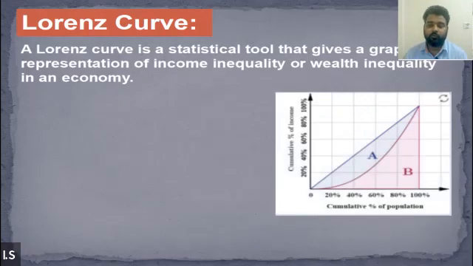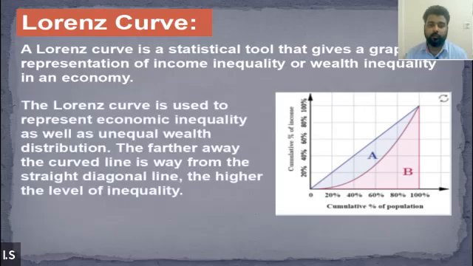So this is how the Lorenz curve is generally drawn. We have two axes, and on these axes we present the values for group A and group B, and accordingly this kind of pictorial representation is formed. The Lorenz curve is used to represent economic inequality as well as unequal wealth distribution. The farther the curved line is from the straight diagonal line, the higher the level of inequality. Let me explain this a little more.